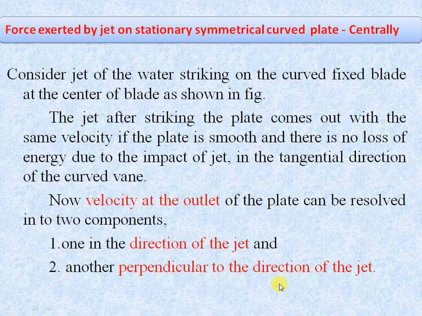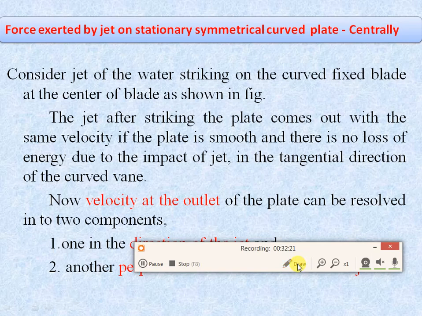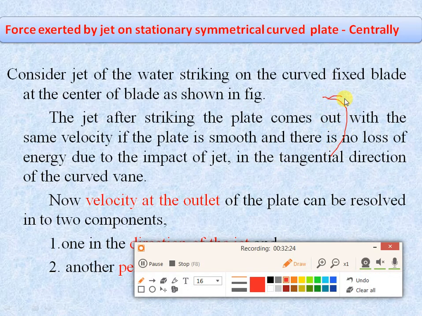The next condition is the force exerted by a jet on a stationary symmetrical curved plate, with the jet at the center. Consider it is a symmetrical curved plate. This angle is known as the blade tip angle, and the bottom angle is also a tip angle: top blade tip angle and bottom blade tip angle. If both the angles are the same, then the blade is considered a symmetrical blade or symmetrical vane. And the jet is at the center, so this is the case.